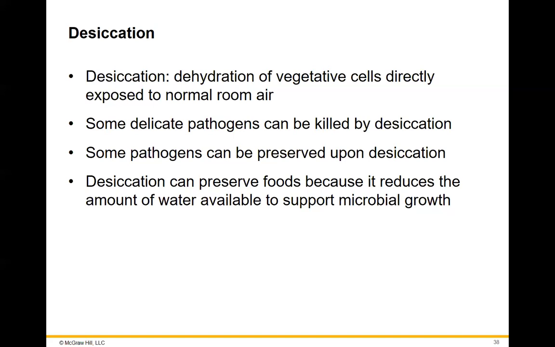Desiccation, this is the dehydration of vegetative cells directly exposed to normal room air. So that's just talking about drying it out. That's a lot of fancy words just for drying it out. It's not going to affect the endospores. We already know that. They're hardier than that. So some very delicate pathogens can be killed, but a lot of times the pathogens can be preserved. But that's the thing, right? If you're preserving your beef jerky and you dry it out, are your microbes still growing on it? No, because you've dried it out. They don't have the resources they need to grow. So it doesn't really matter too much. That's all you're worrying about.